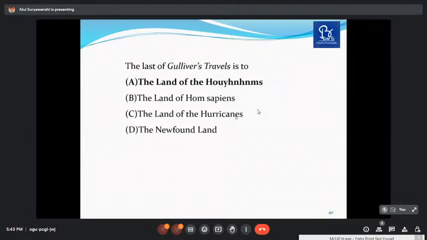Next question here in this series. The last part of Gulliver's Travels, written by Jonathan Swift, is set in what exactly? The land of the Houyhnhnms, the land of the Homo sapiens, the land of the hurricanes, or Newfoundland. The A option is the correct one. Gulliver's Travels is written by Jonathan Swift. It is divided into four different sections.